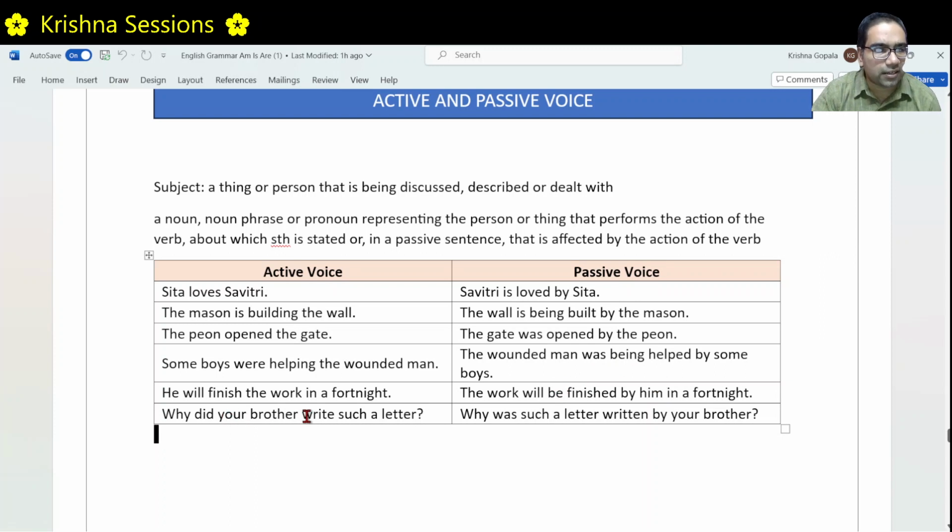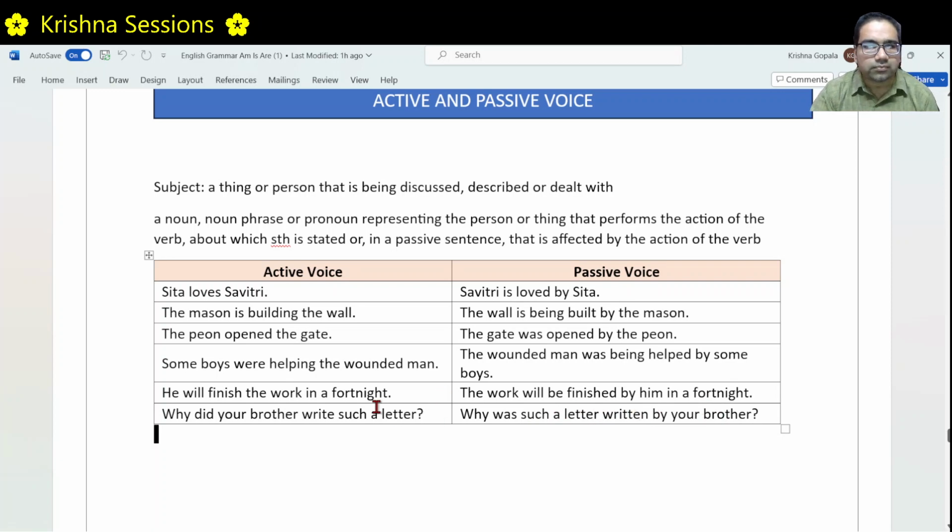"Why did your brother write such a letter?" Here, the action is done by your brother. Your brother is writing. He is doing the action. "Why was such a letter written by your brother?" In this case, the letter is not doing anything, though it is the subject. The subject is actually receiving the action.